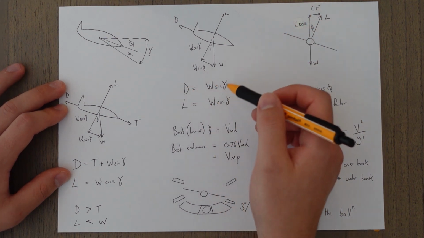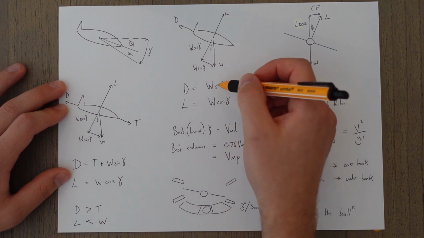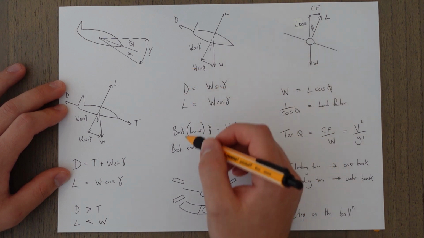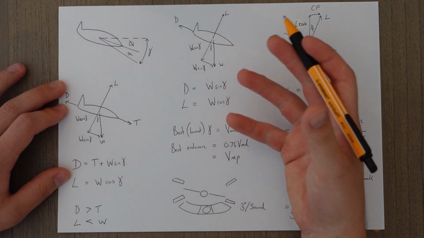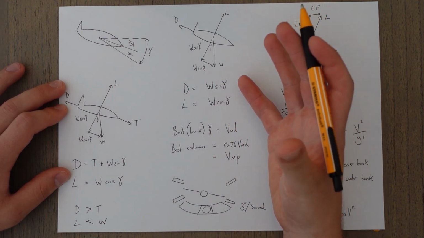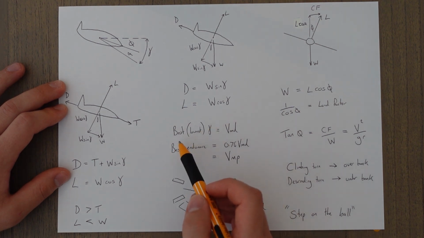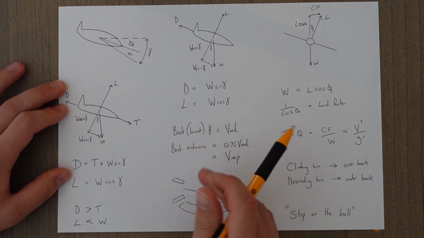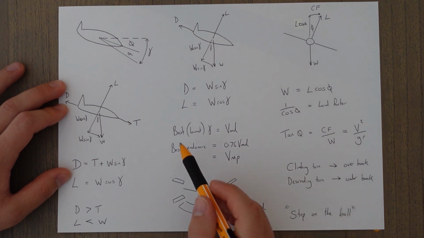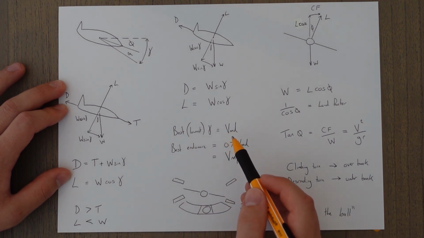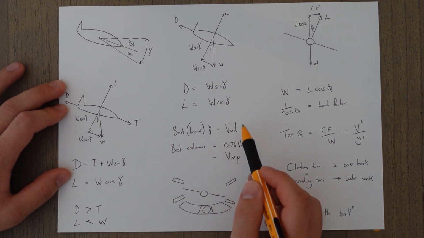If you rearrange, you can see that sine gamma is equal to drag over weight, and essentially you want to reduce your drag as much as possible. That means that our best angle of descent, which is essentially the lowest angle of descent that will allow us to fly the furthest, occurs at the spot where we have the least drag, which is this VMD.